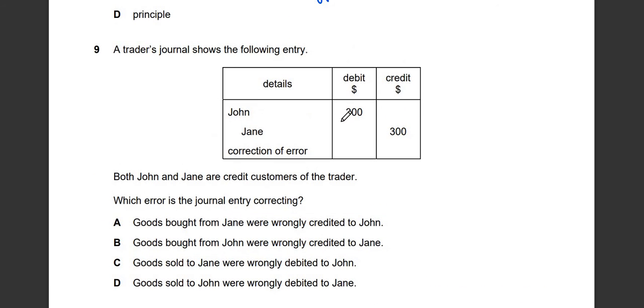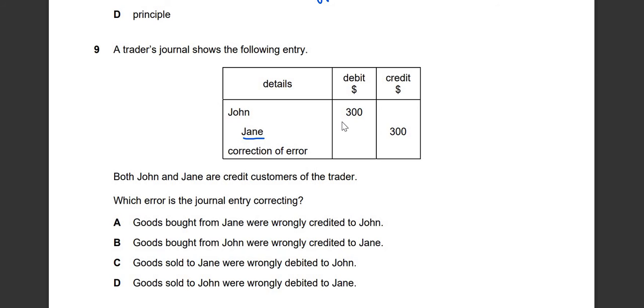Let's read question 9. It says a trader's journal shows the following entry: John debit 300, Jane credit 300, correction of error. Both John and Jane are credit customers of the trader. Which error is the journal entry correcting? So look, basically error of commission took place. Credit sales to John were debited to Jane's account.